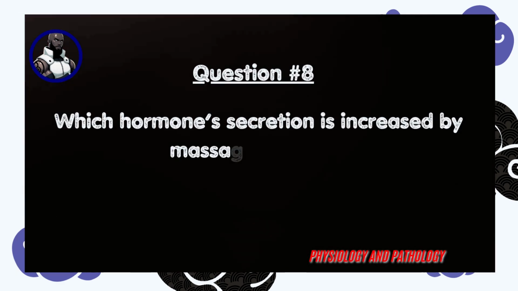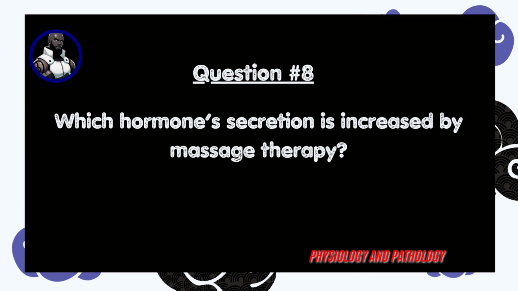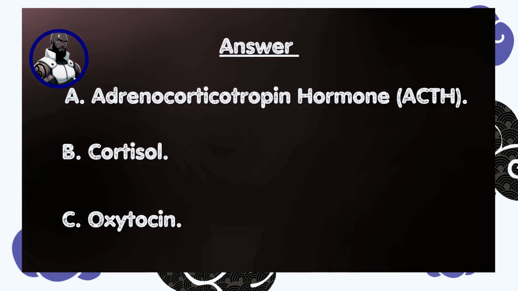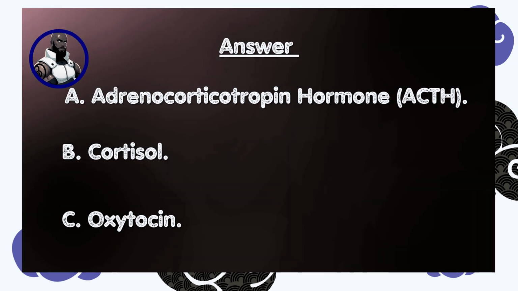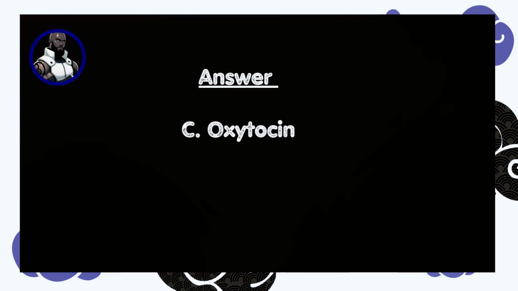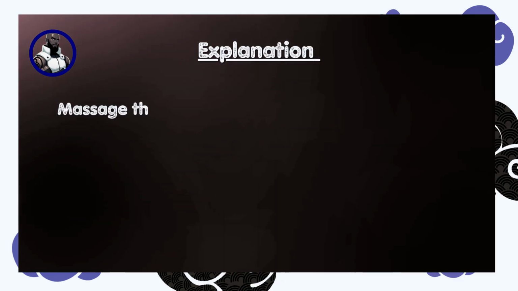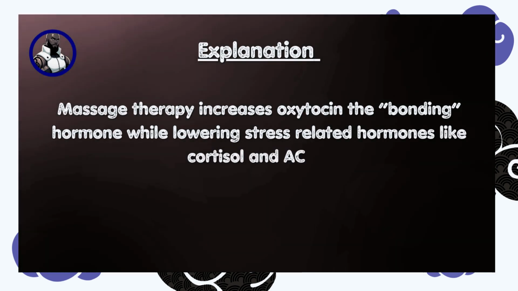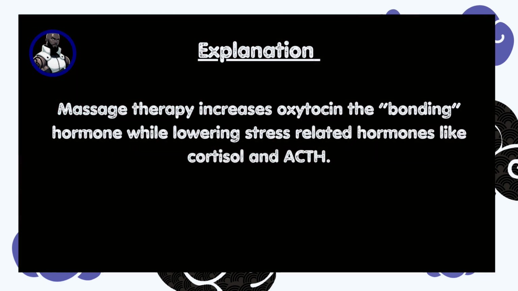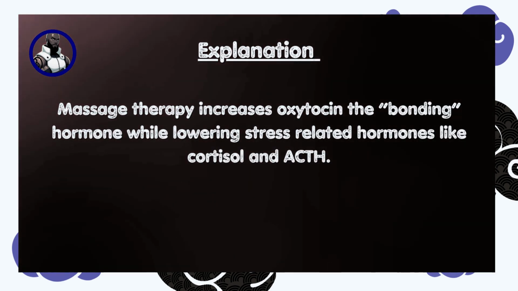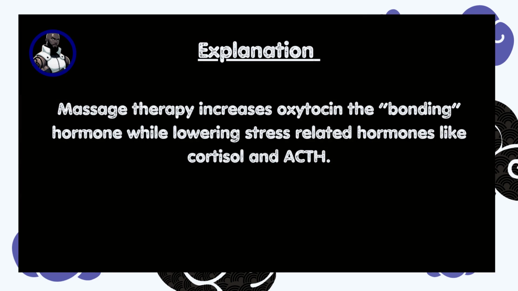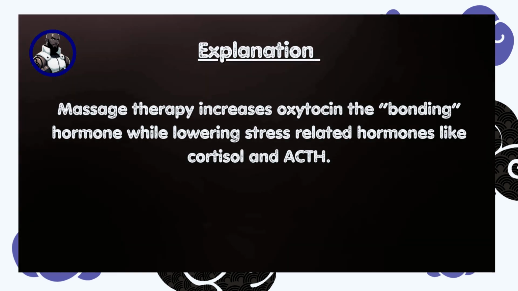Question number 8. Which hormone secretion is increased by massage therapy? A. Adrenocorticotropin hormone, B. Cortisol, C. Oxytocin. The answer is C. Oxytocin. Explanation: Massage therapy increases oxytocin, the bonding hormone, while lowering stress-related hormones like cortisol and adrenocorticotropin.